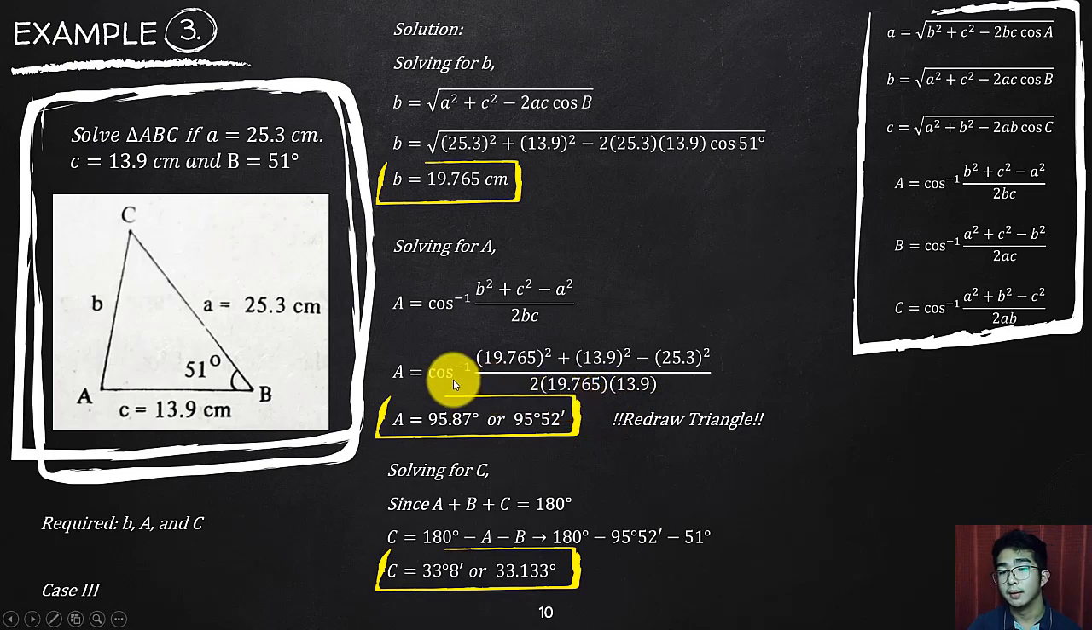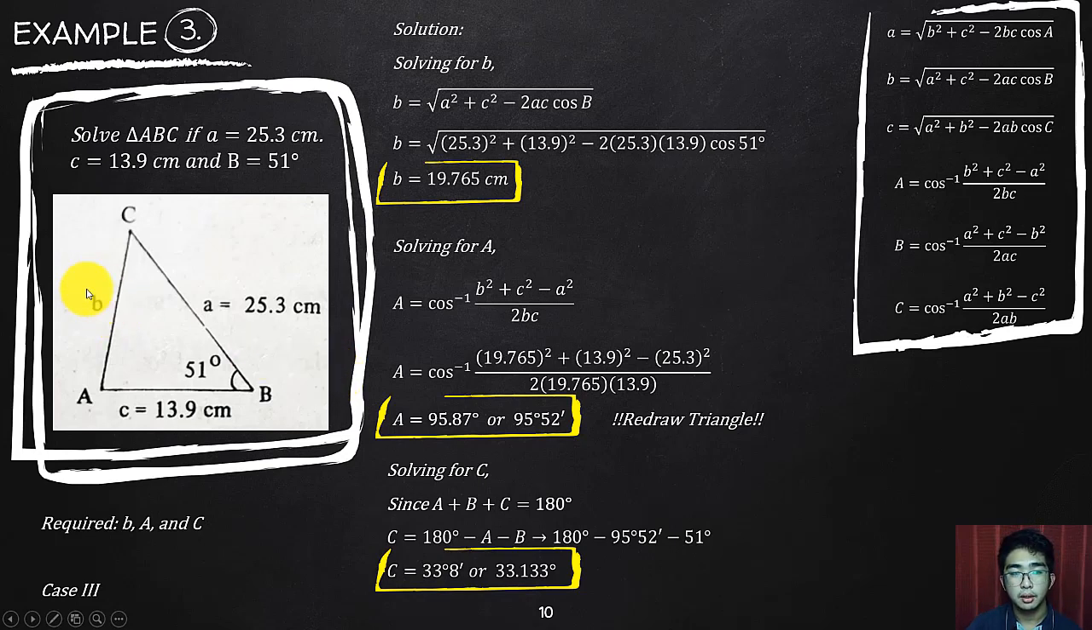So that's very important: inverse cosine. Your calculator will give you 95.87 degrees. If you convert that to degrees and minutes, it will give you 95 degrees, 52 minutes. Now, there is something wrong with our assumption, because it turns out angle A is 95.87 degrees. That means this is now an obtuse angle.